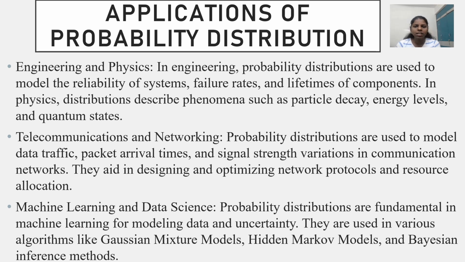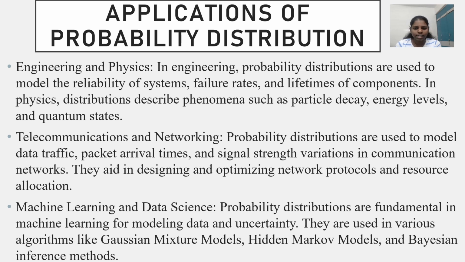Engineering and physics. In engineering, probability distributions are used to model the reliability of systems, failure rates, and lifetime of components. In physics, distributions describe phenomena such as particle decay, energy levels, and quantum states. Telecommunications and networking. Probability distributions are used to model data traffic, packet arrival times, and signal strength variations in communication networks. They aid in designing and optimizing network protocols and resource allocations.